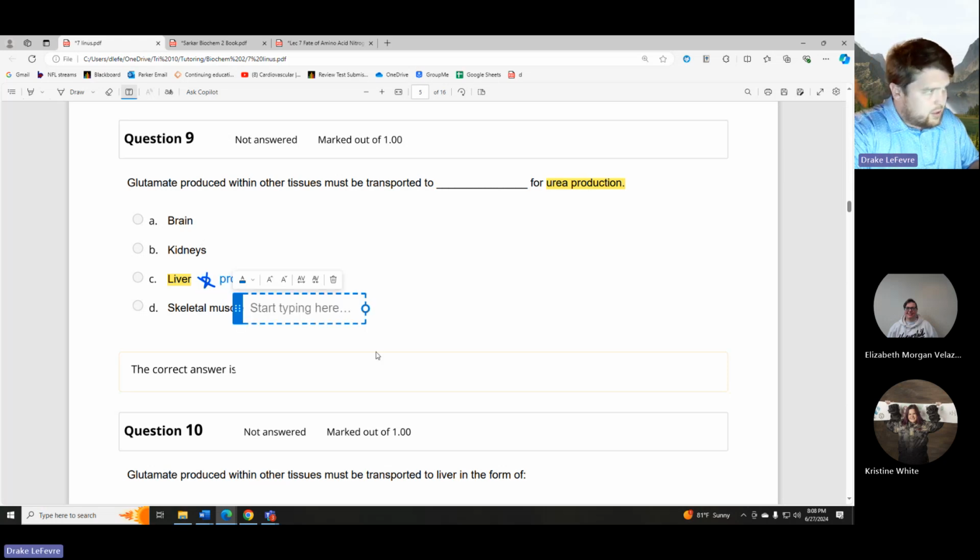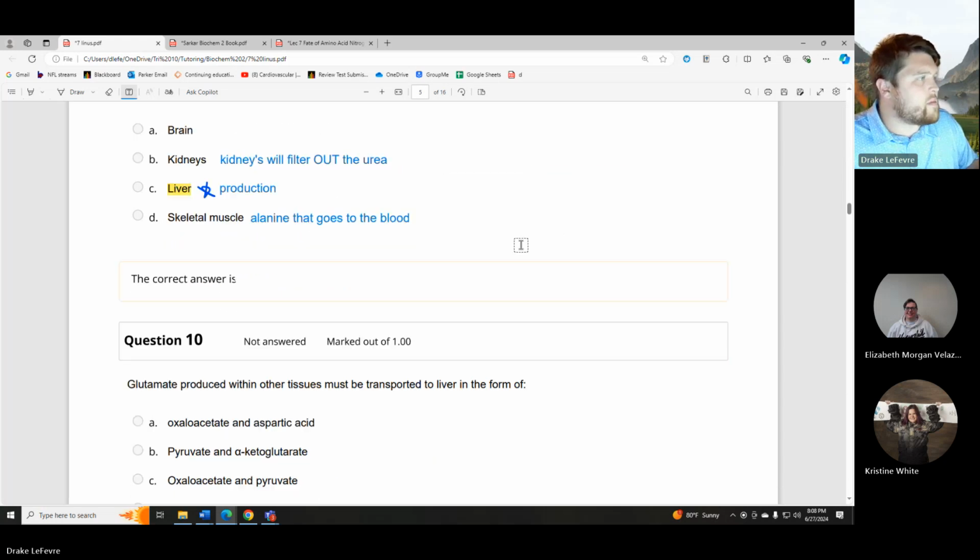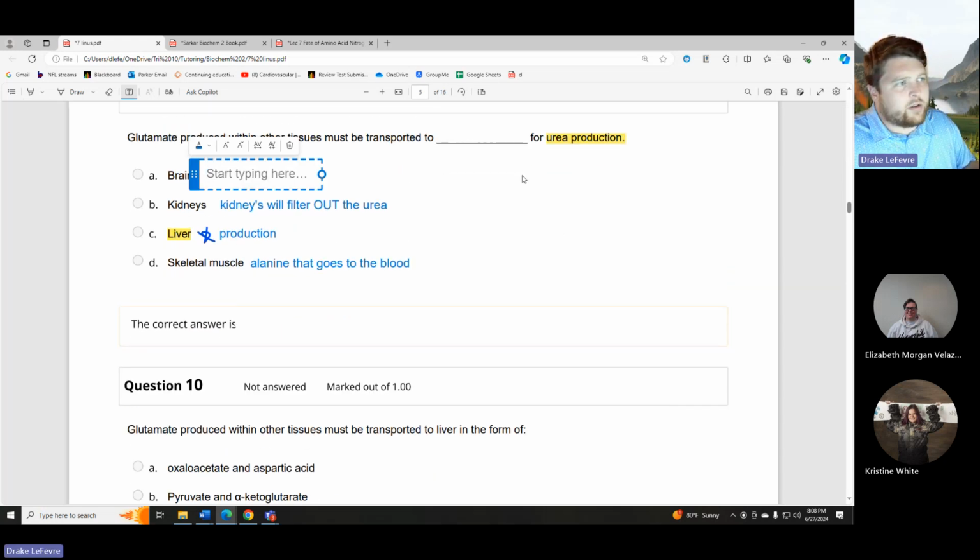Skeletal muscle, we always associate alanine that goes to the blood with skeletal muscle. And kidneys, when we talk about kidneys, they filter out the urea. And the brain, what happens if we don't get rid of all of our urea in our body and it starts to build up, like if the liver is having issues? We get really sick. Yeah. A lot of times we'll talk about going into a coma.